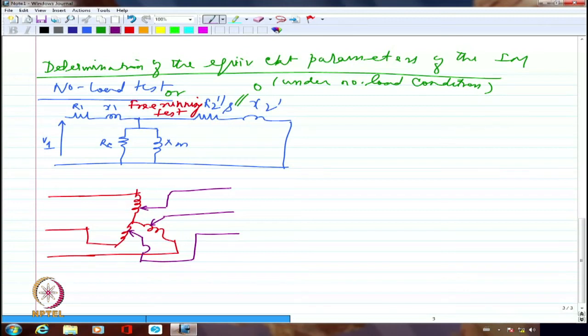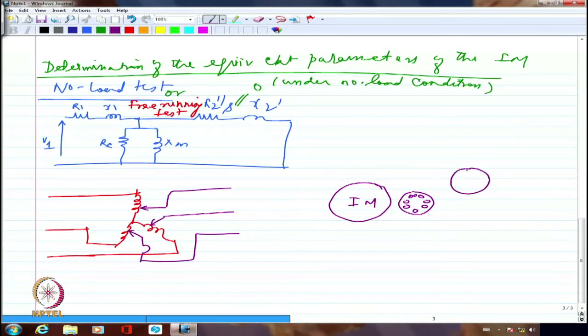Now here is my induction motor. So induction motor, let me show it like this. This is my stator. The rotor I can show internally, but I have written big IM, so I don't want to show it there. Otherwise, this is the way I will show the squirrel cage rotor. If it is slip ring rotor, I will show it like this, as though 3 windings come out. That's it. So this is slip ring or wound rotor, whereas this is squirrel cage rotor.